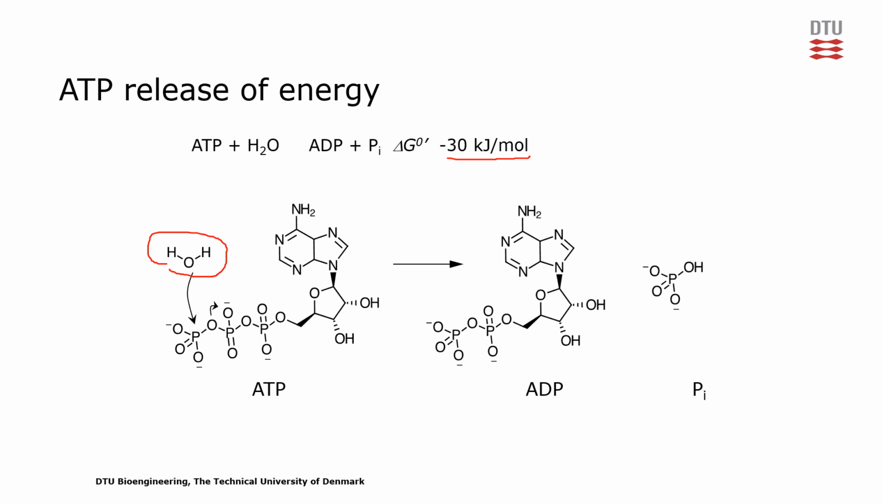It's something we can utilize later in biochemistry. So you imagine that you could use these 30 kilojoules to drive other reactions. So that is the main and key point of ATP, to use the 30 kilojoules per mole in other reactions in the cells.